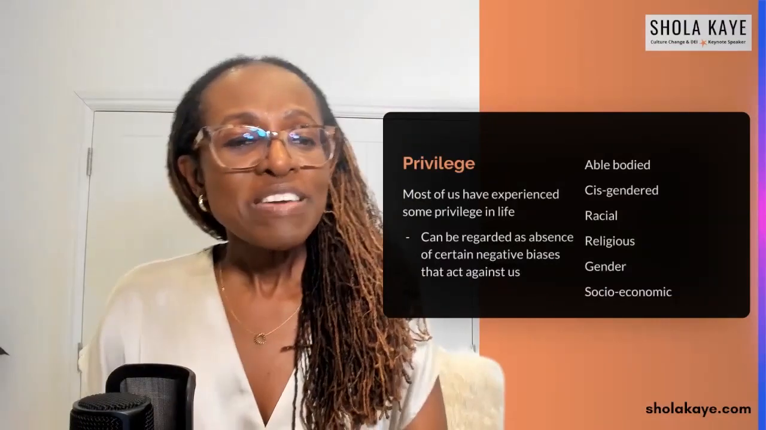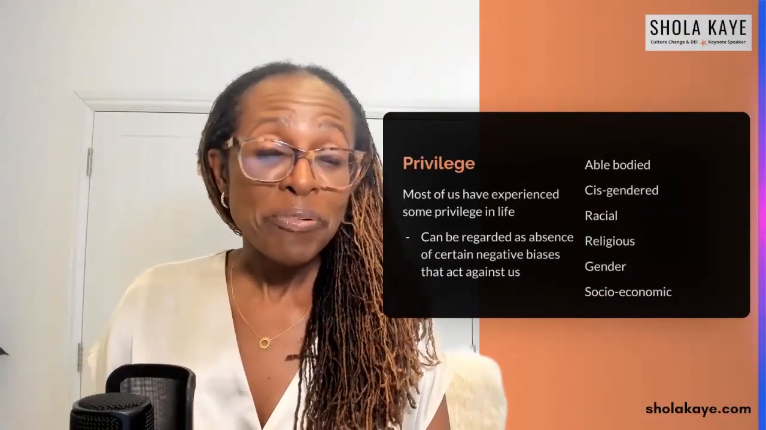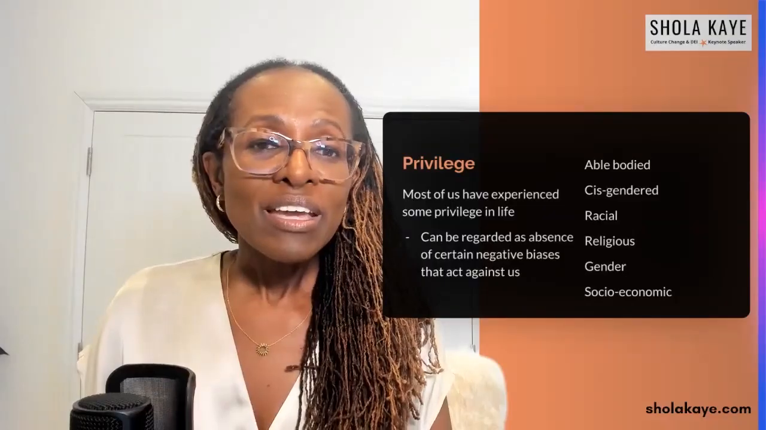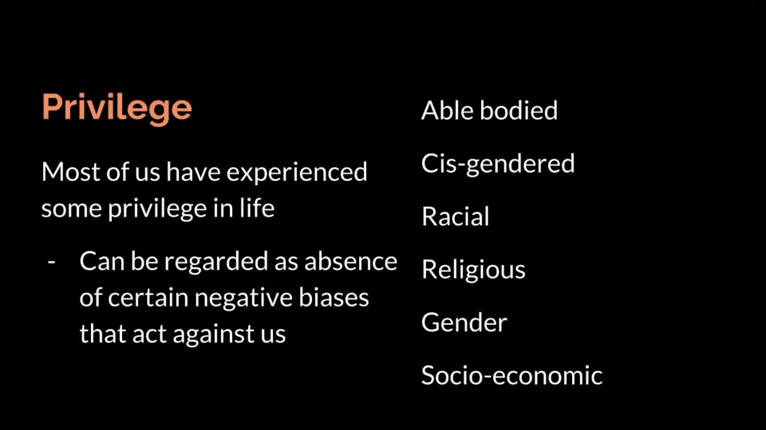So from this concept of bias, we can then talk about privilege. And privilege is where there's an absence of certain biases against us, often because we are in the in-group, right? Or for a particular identity, we are in the in-group. So, for example, there are so many different kinds of privilege, but able-bodied privilege, or cisgendered privilege, or racial privilege, religious privilege, gender privilege, socioeconomic privilege, okay? So there are a lot of ways that we can experience privilege.